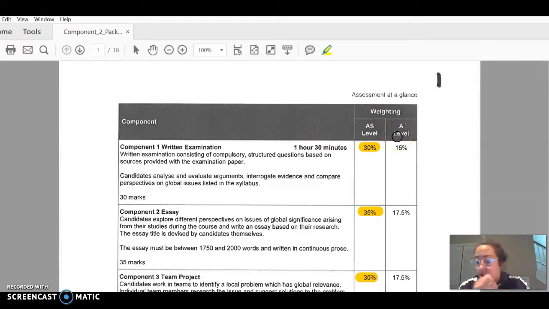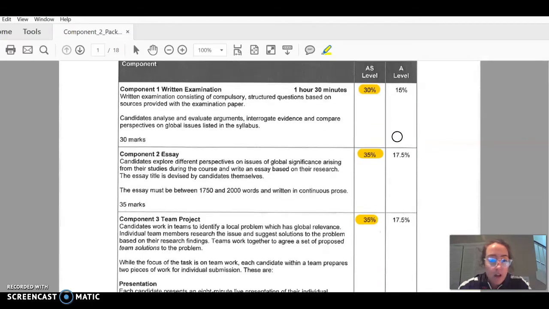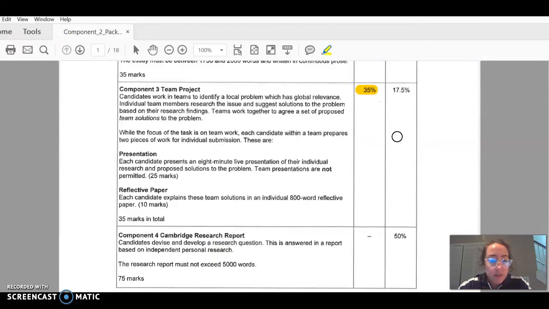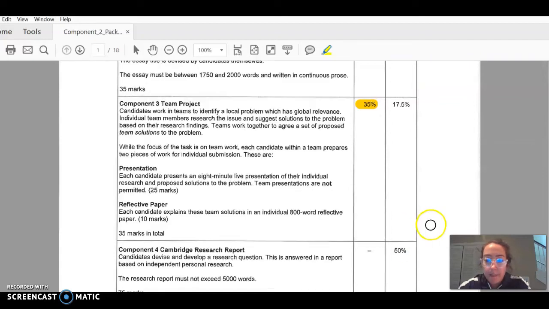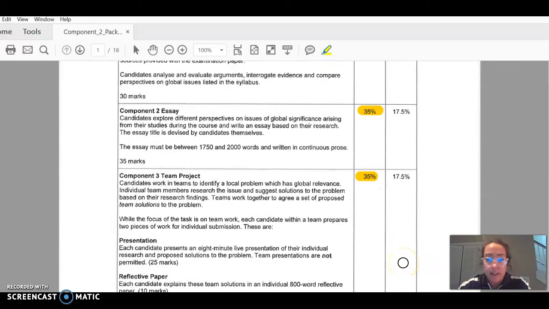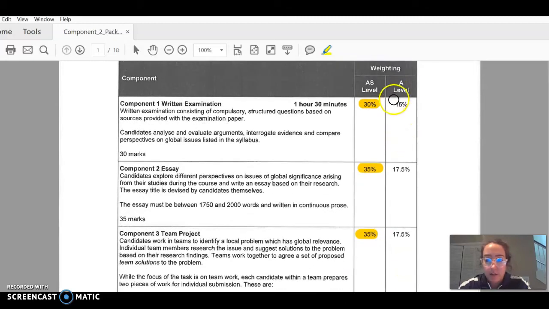On the right side, it shows how the scores are reweighed at the A level, because the A level includes this Component 4 research report, and your AS level scores, as you know from your other Cambridge courses, are 50% of your A level score. So that gives you the reduced percentage at the A level, but let's focus on AS. Your exam in May is 30% of your score.